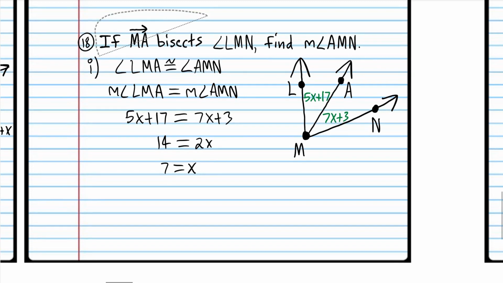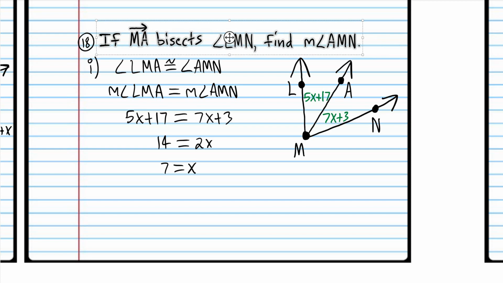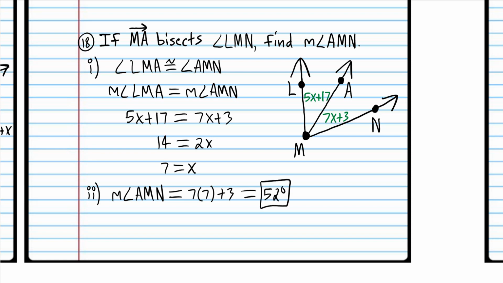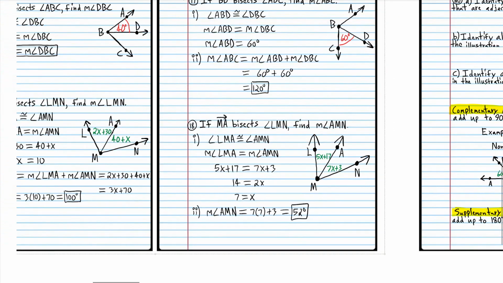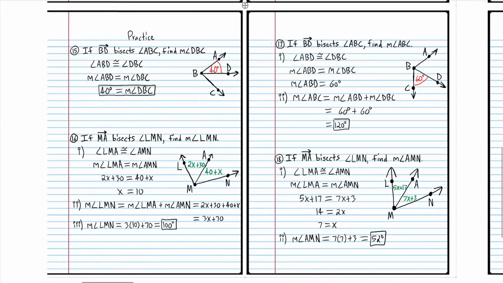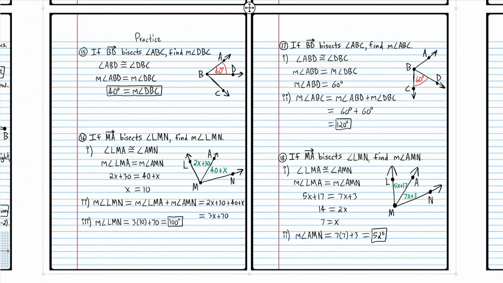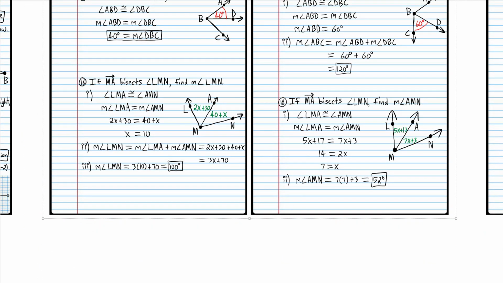But now it wants us to find the measure of angle AMN. So we know that the measure of angle AMN is 7x plus 3, but we know x is 7. So 49 plus 3 is 52. So 52 degrees. Make sure to write your degree symbol because we're writing angle measure. So if you got that one right, excellent. Good job.